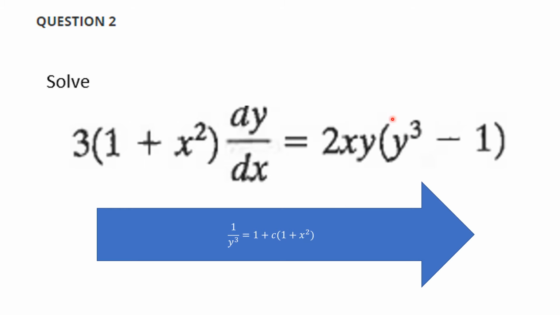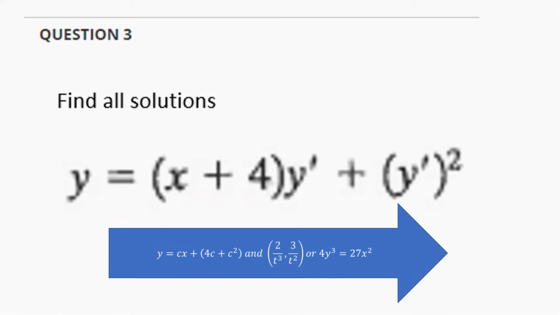Problem number 2 was a Bernoulli equation. This is the key right here, and the solution you should have gotten was 1 over y cubed is equal to 1 plus c times the whole of 1 plus x squared. Problem number 3, this is a Clairaut's equation, and you should have gotten 2 solutions.